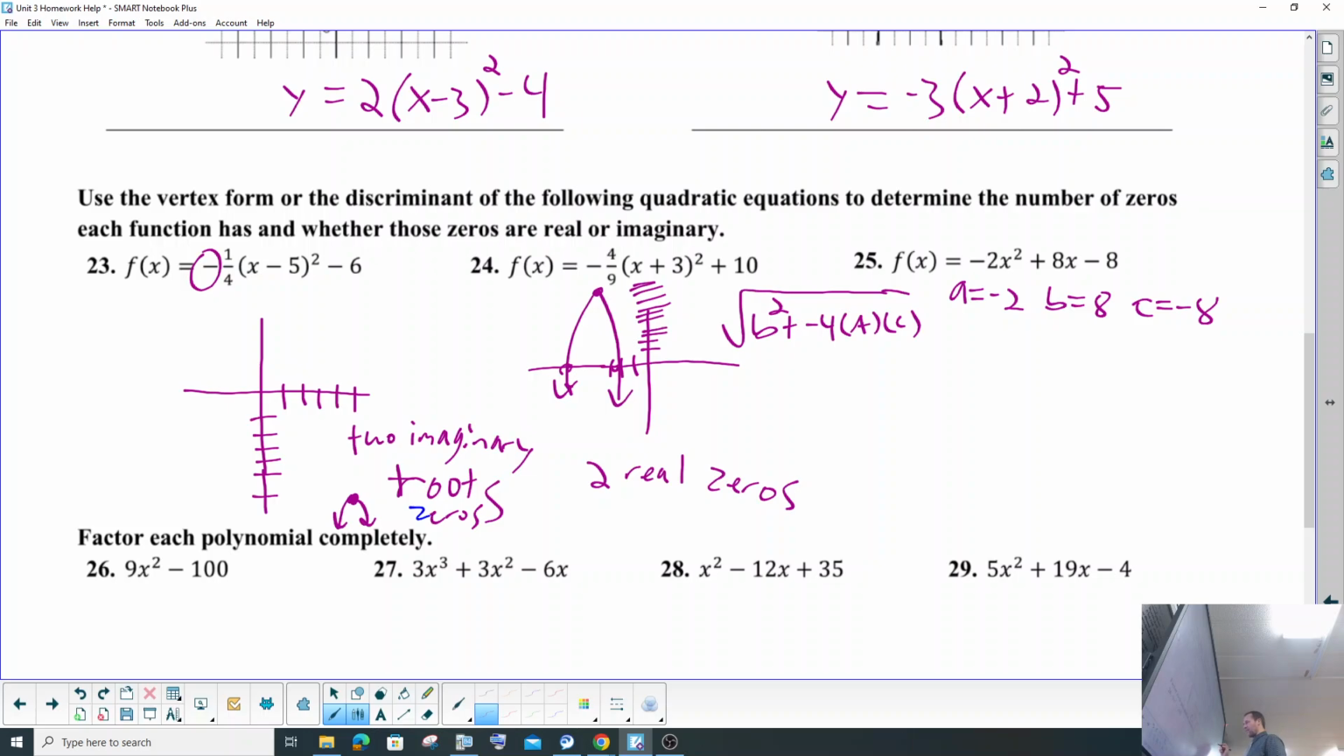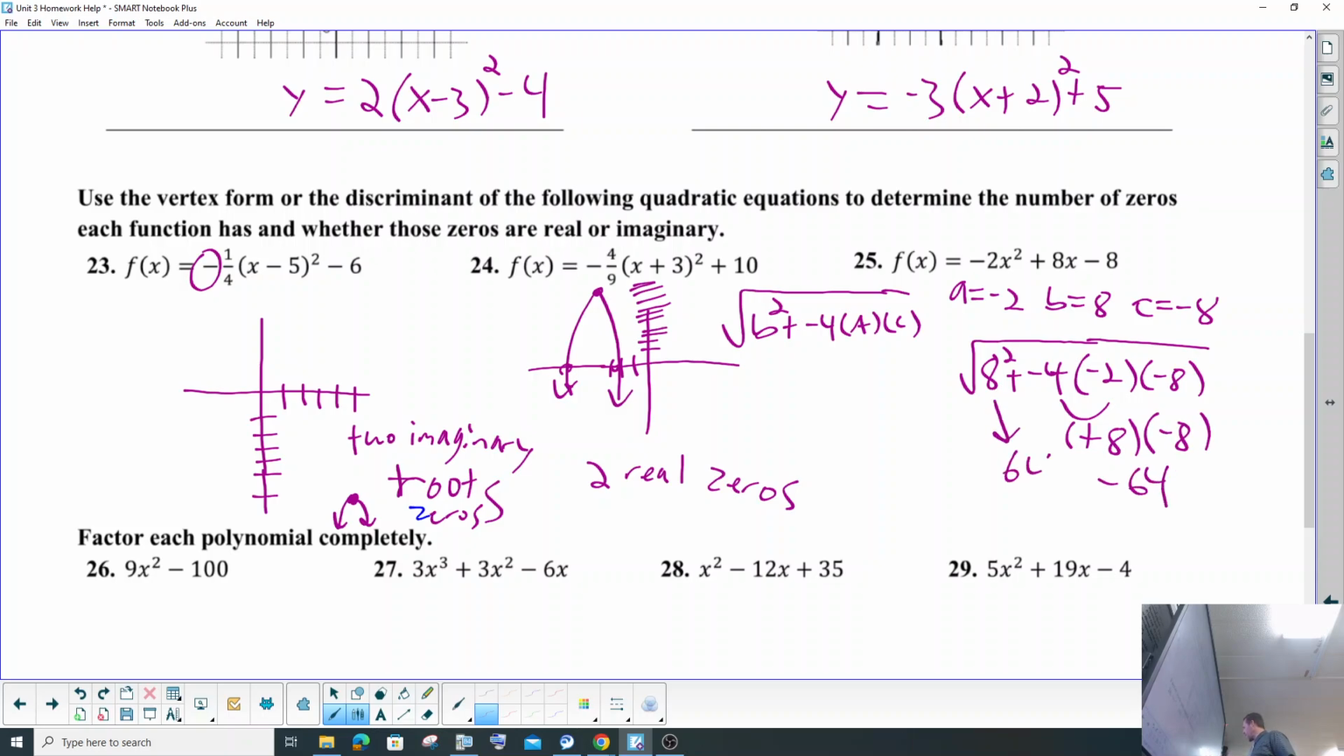So we go x equals negative b plus or minus the square root of b squared, which is 8 squared, plus a negative 4 is part of the formula. a is negative 2 and c is negative 8. So many negatives. That's why I do plus negative 4, to make sure you multiply those negatives through. So negative 4 times negative 2 is a positive 8, times a negative 8 is negative 64. And 8 squared is a positive 64. And so what is 64 minus 64? It's 0. And the square root of 0 is 0, so that's just one real zero.